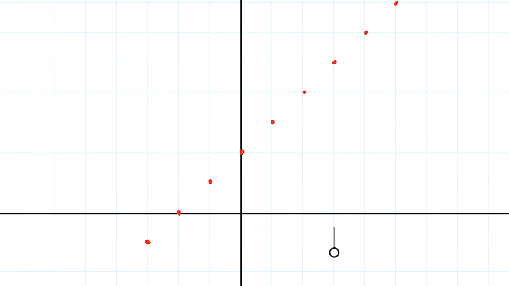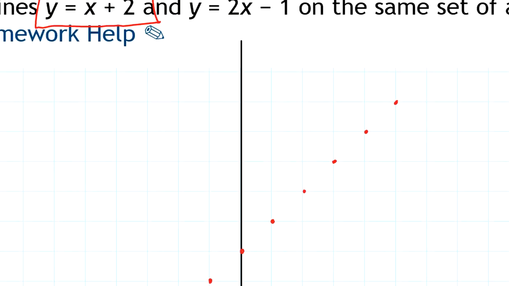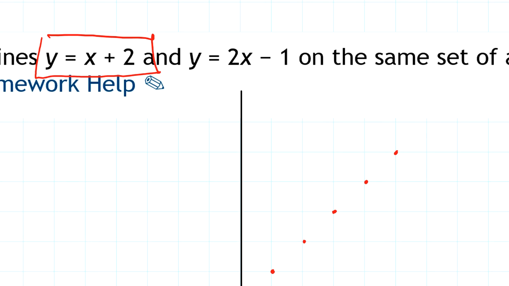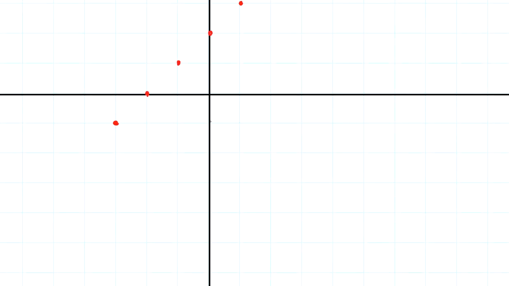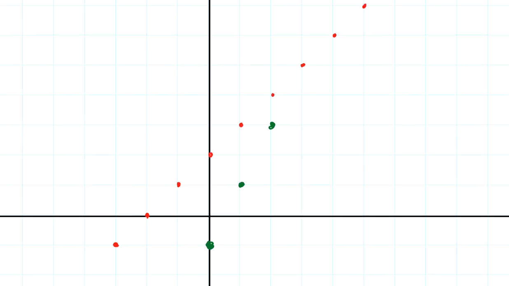The next one I'm going to look at is the line y equals 2x minus 1, and I'll do this in green. This line has a y-intercept at negative 1, and it has a slope of 2, so I'm here at negative 1. And its slope is 2. That means I'm going to go up 2 units and over 1, up 2 units and over 1, up 2 units and over 1. It turns out I just found where they meet each other.